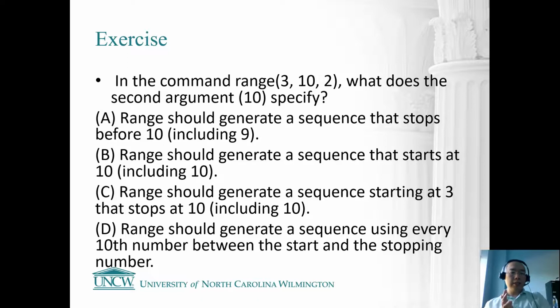Okay, so let's see this exercise. In the command range 3, 10, 2, what does the second argument 10 specify? So what does the 10 mean? Okay, so the answer should be A again because the range should generate a sequence that stops before 10 without including 10. This means that the largest value we can possibly get from this range will be 9 because 10 is definitely excluded. Okay?